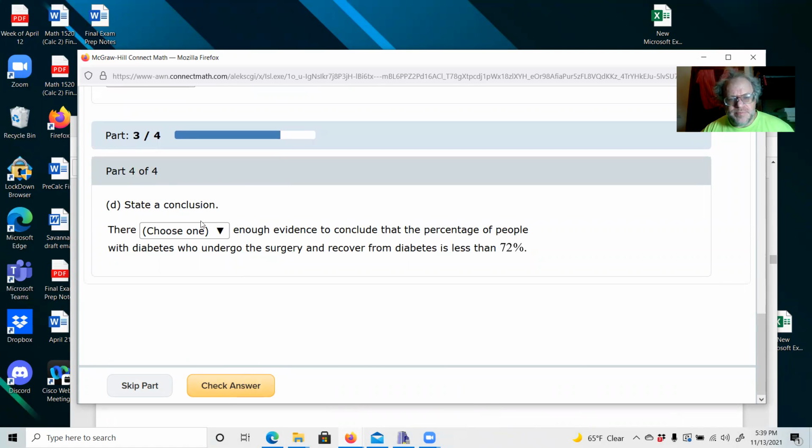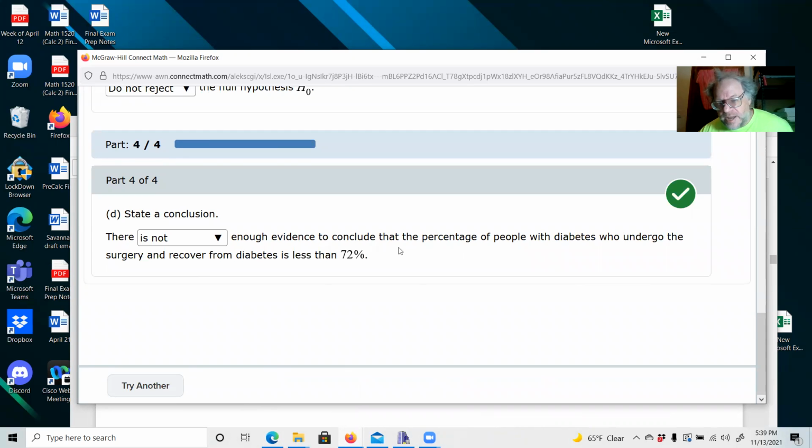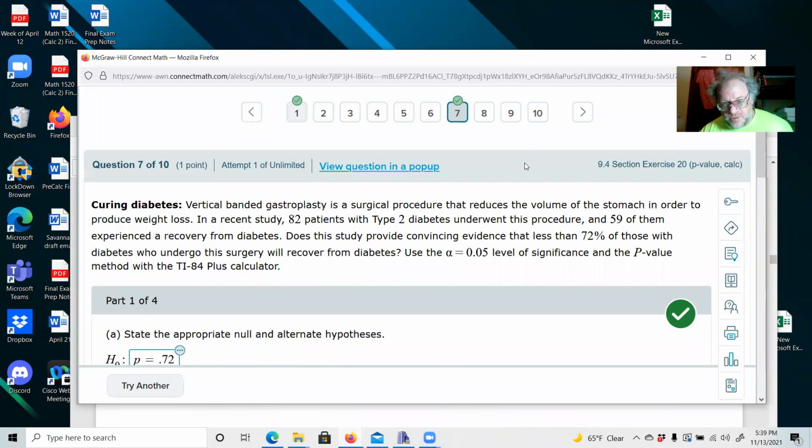So all we're doing here is saying don't take the alternative hypothesis. There is not enough evidence to conclude that the proportion of people with diabetes who undergo the surgery and recover is less than 72%. The null hypothesis stands, the alternative does not. And that's what we're doing to show this.